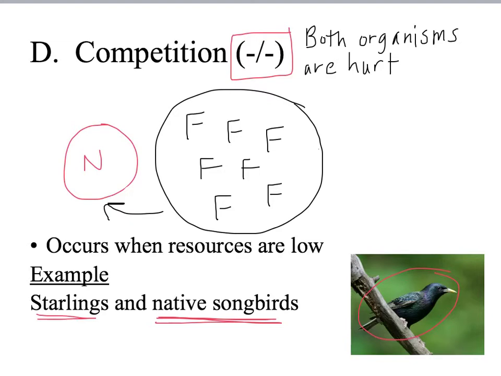So hopefully that makes a little more sense. If there's no competition, the native songbirds are better off. If there is competition, both the starlings and the native songbirds get less food than they would if they were just alone. And again, this gets at its worst point when resources are low. If we have lots of food to share, it's not a big deal. But if there's only a little bit of food to split between the different species, then competition becomes a real issue. All right, that's all on communities and interspecific relationships for now.